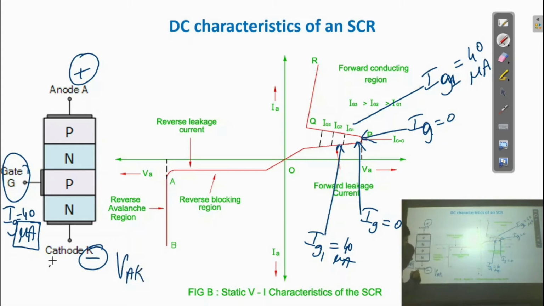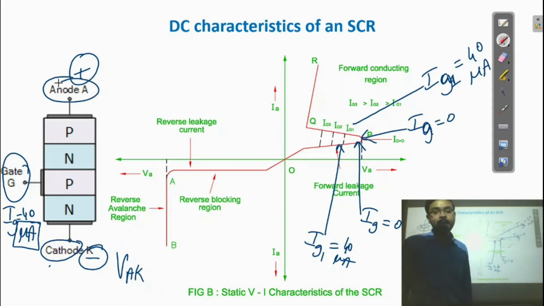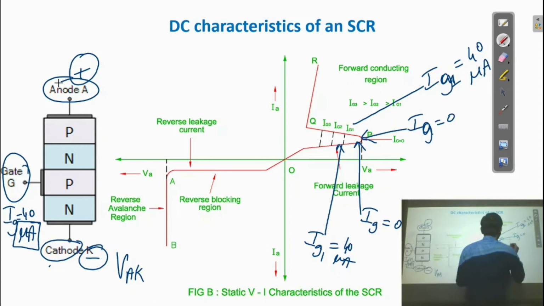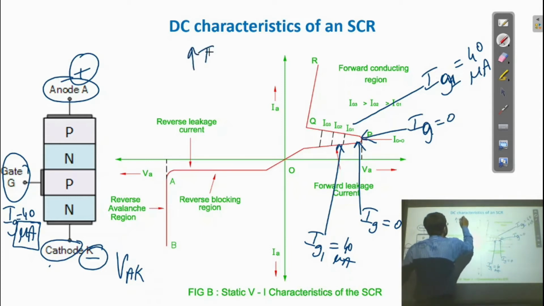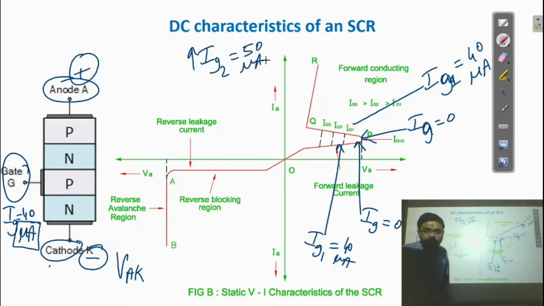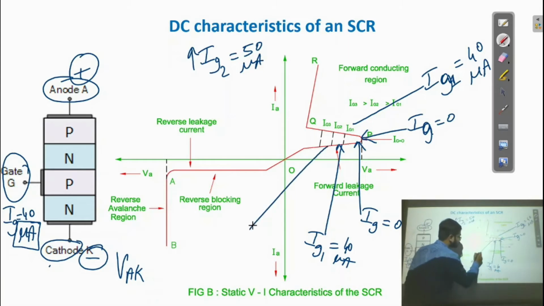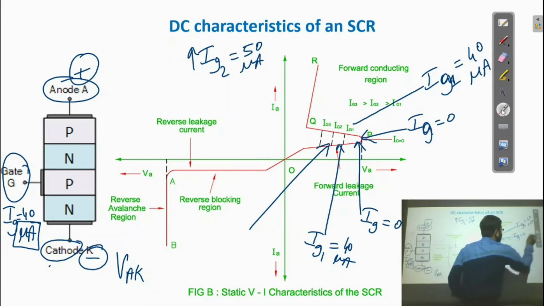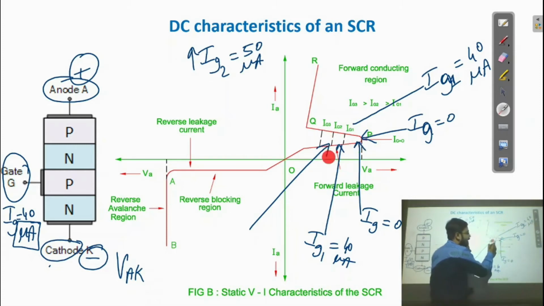That is voltage across cathode and anode. Further, if I increase Ig2 to 50 microampere, then again the breakover voltage decreases. So the graph will be starting from here, and for Ig2 it will go like this.